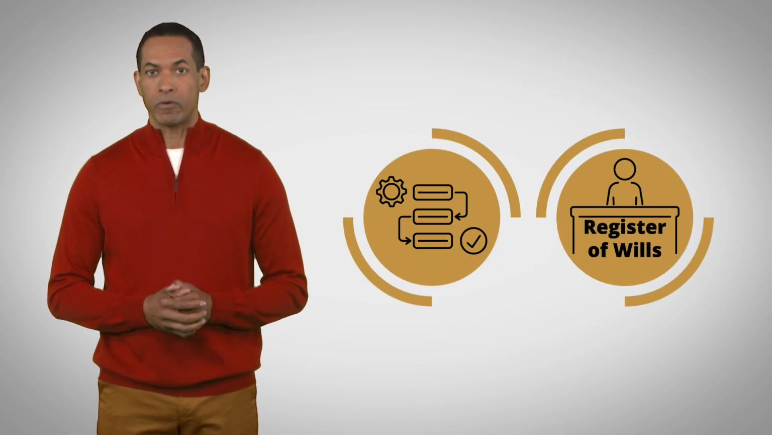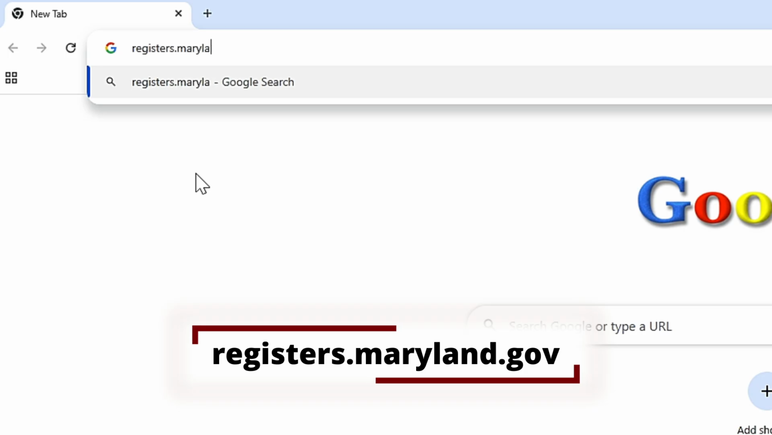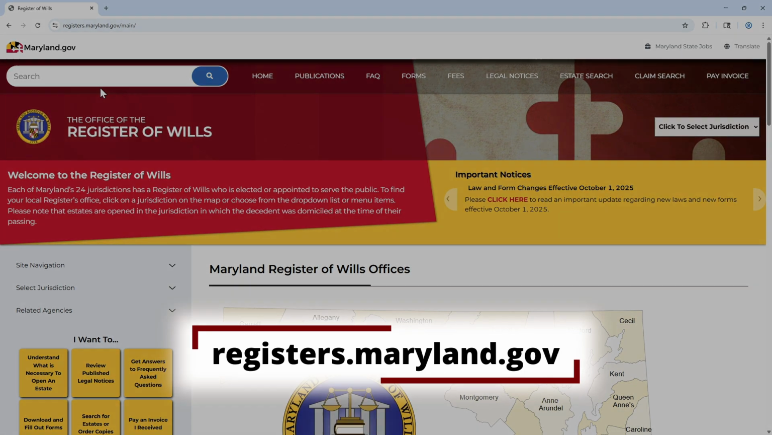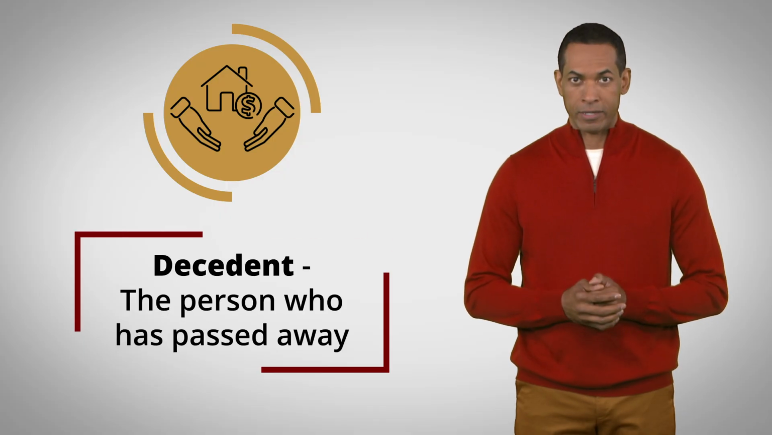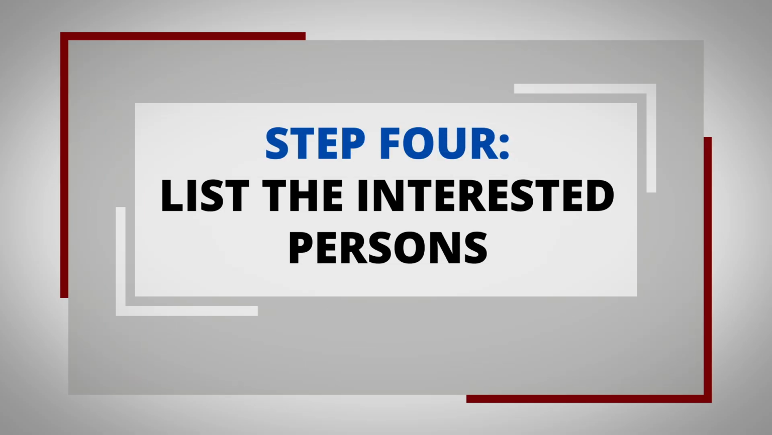As you go through the process of opening an estate, the Register of Wills can help. Visit registers.maryland.gov for forms and helpful information about administering estates in Maryland. As a reminder, this video series refers to your loved one who passed away as the decedent. Let's get started with step 4.